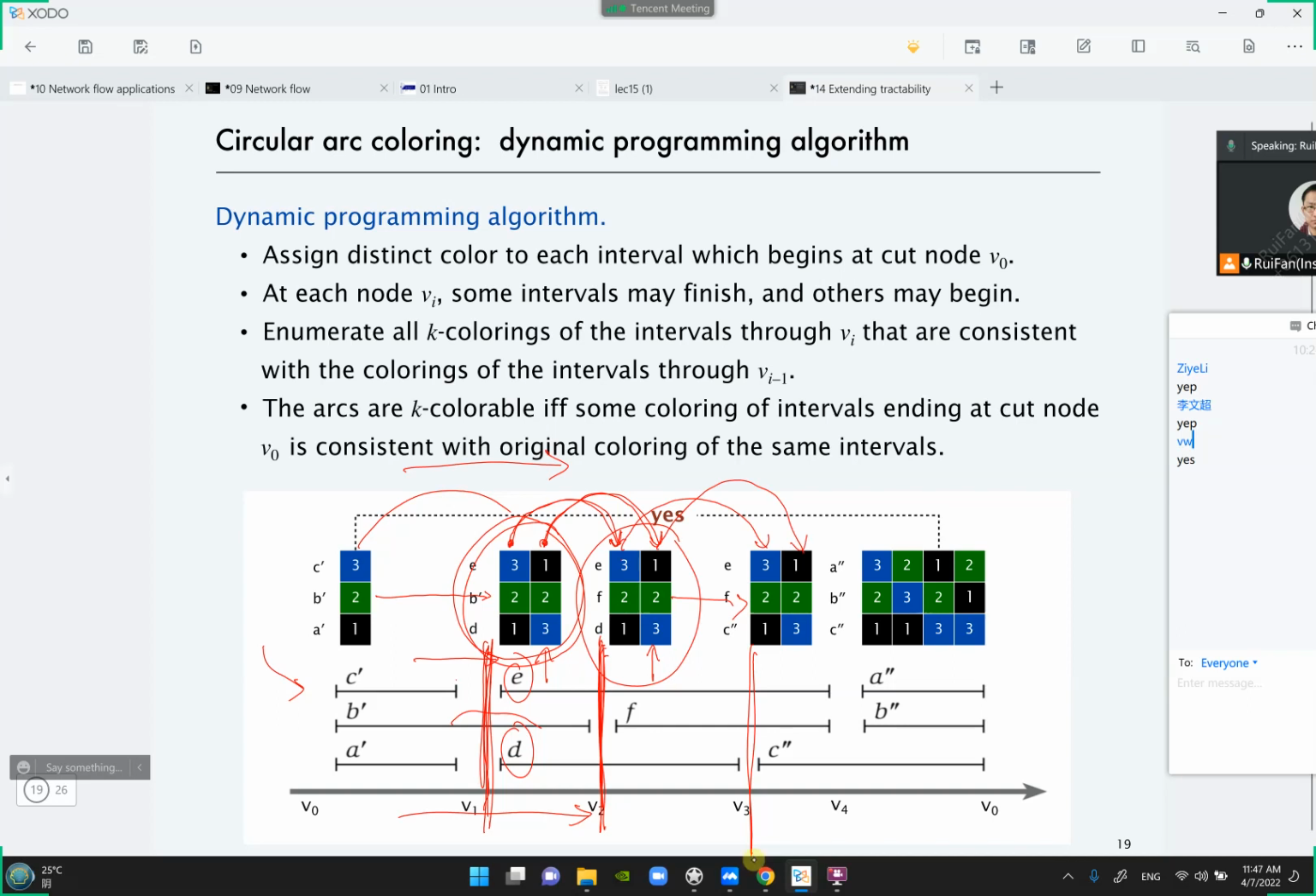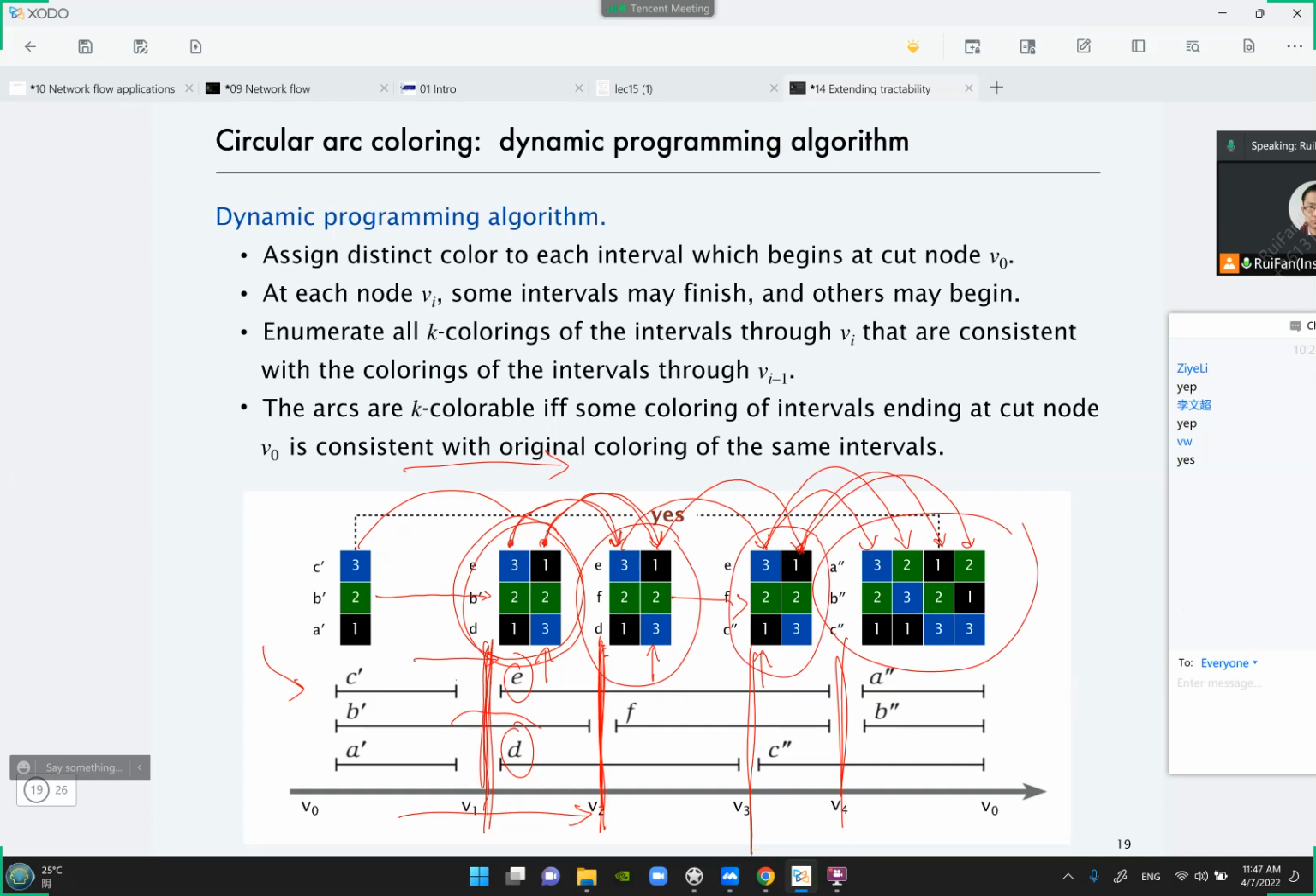And then for the final thing over here, this first coloring is compatible with either this one or that one, and this coloring is compatible with either this one or that one. So therefore, at the final location over here, you have 4 colorings which are compatible with the previous coloring.